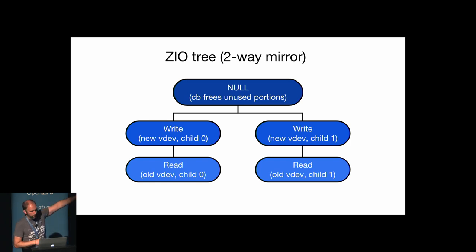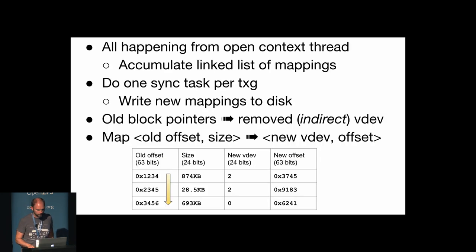So here, we have one side of this for each side of the mirror that we're accessing. The one on the left here is reading from the left child, child zero, and then writing to the left child, child zero. On the right here, we're reading from child one and then writing to child one of the new location. And then the null ZIO, that's the root of this whole thing, when that is done, then we know that the reads and the writes have all completed, and that's when we can issue the frees to the segments that are no longer needed, if there were any.